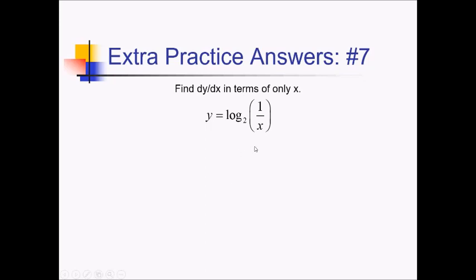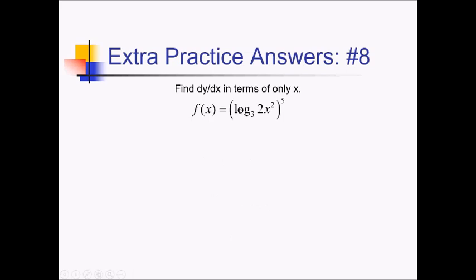To take the derivative on this problem, I'm going to start by using my log rules. This is really x to the negative 1 inside here, so I'm going to pop out that exponent as a negative in front of the log, and I can now write negative log base 2 of just x. So this is just going to be, using our log derivative rule, negative 1 over x times the ln of 2 in the denominator, and this is done.